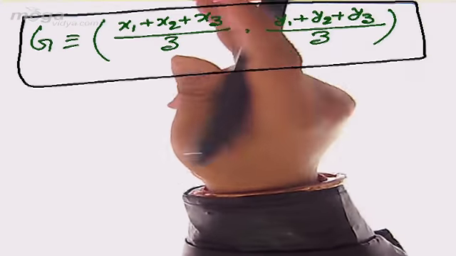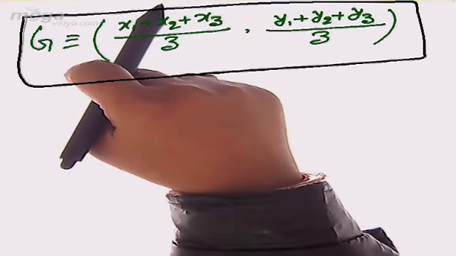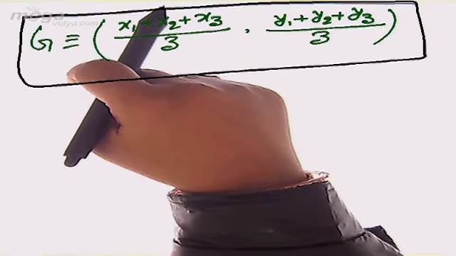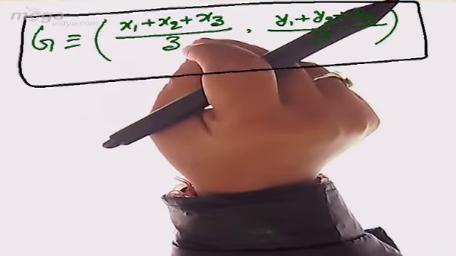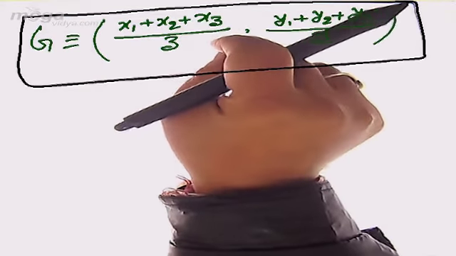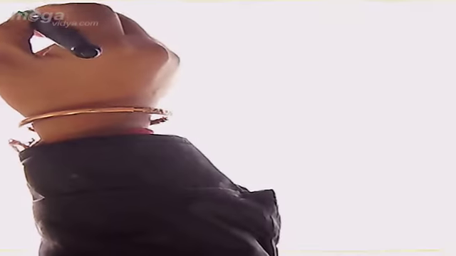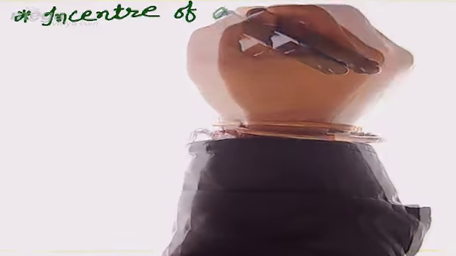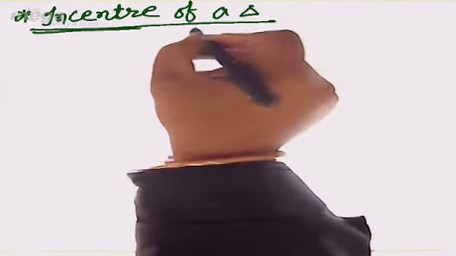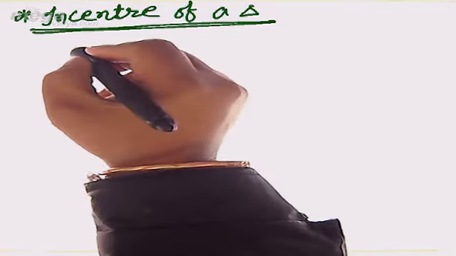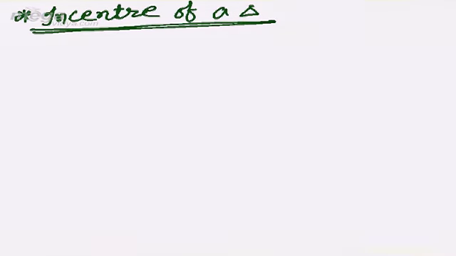And student, remember, the centroid always lies inside the triangle ABC, whatever the triangle, the centroid of that particular triangle always lies inside the triangle. Now I am taking the incenter of a triangle whose vertices are given as (x1, y1), (x2, y2) and (x3, y3). So student, here also the question is, what is the incenter of the triangle?